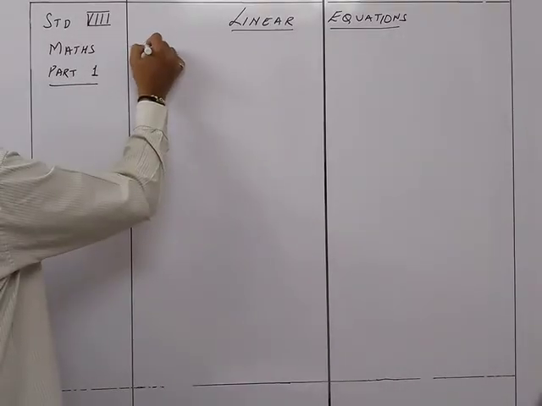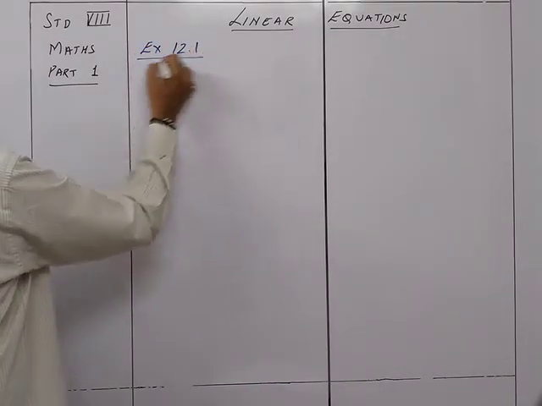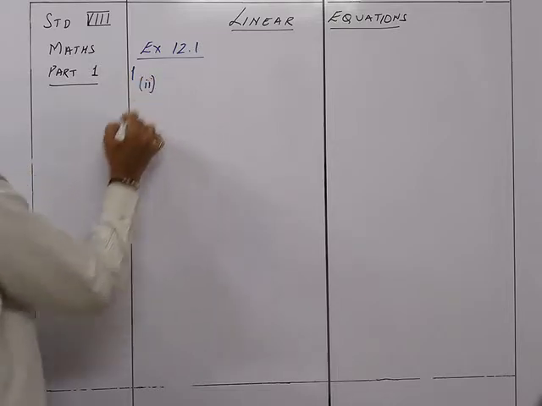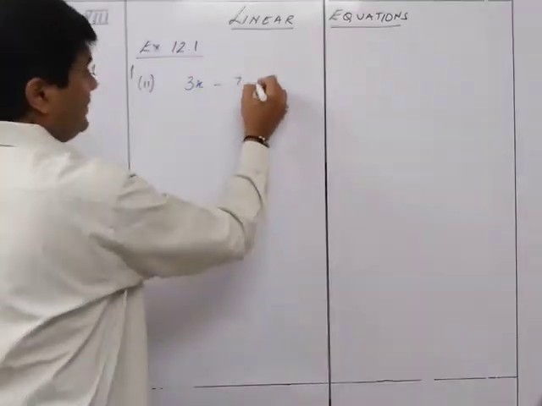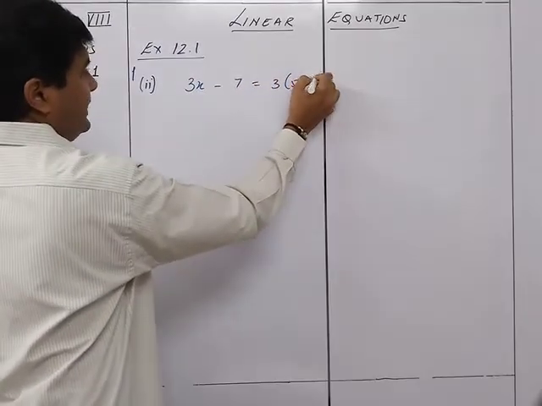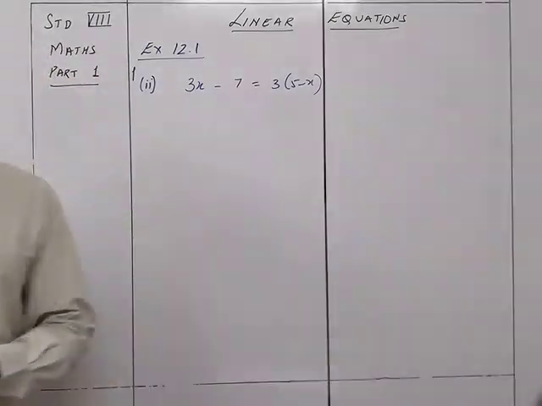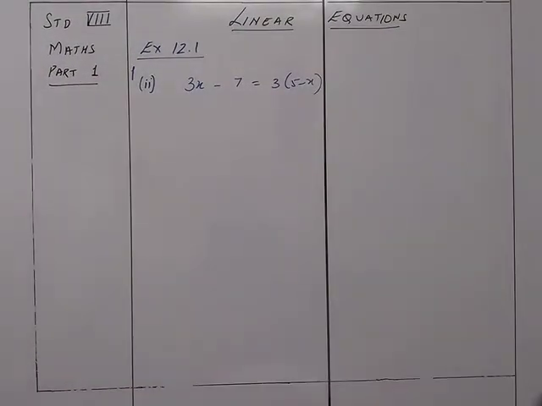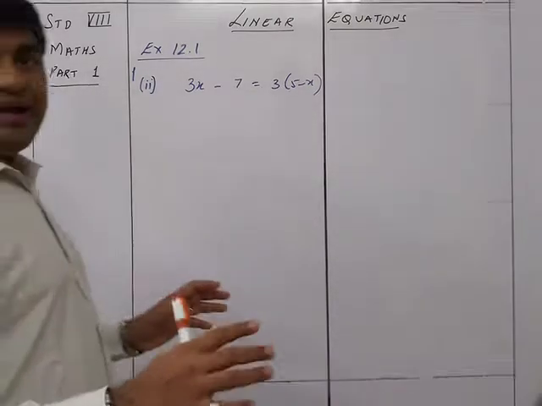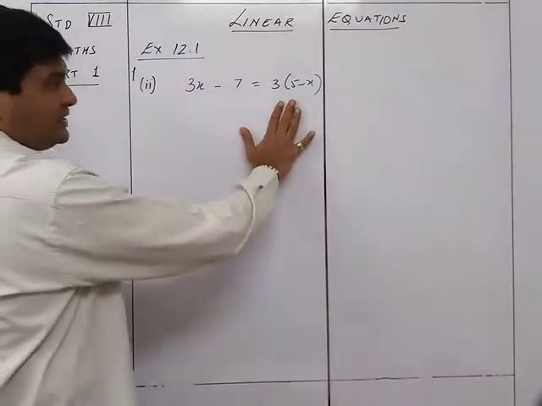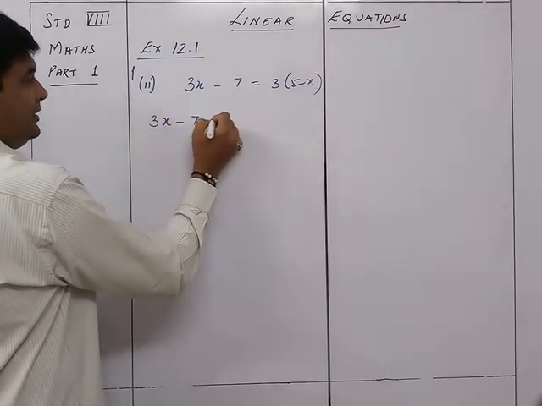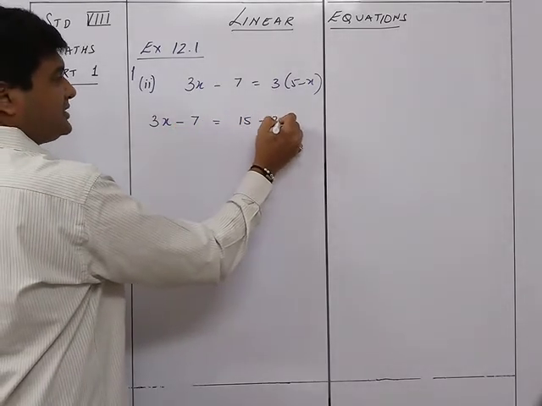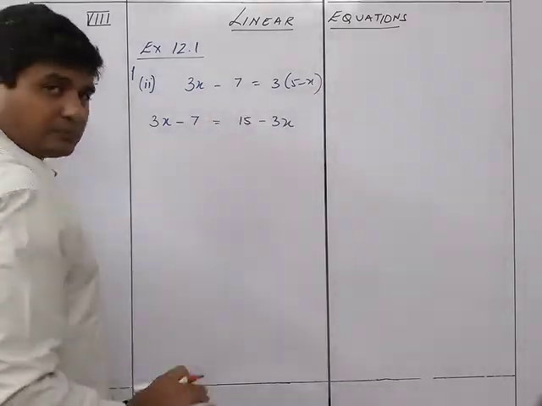So we move on to the first sum, that is exercise 12.1, first ka second. The sum is 3x minus 7 is equals to 3 times (5 minus x). So this is a sum which is given to us. Very easy. Now what we need to do is, as you see, we have to first simplify both sides. How do you simplify this? This is in bracket, so we need to open the bracket. So by doing that, what we get over here is 3x minus 7 is equals to 15 minus 3x. So this makes it simple.